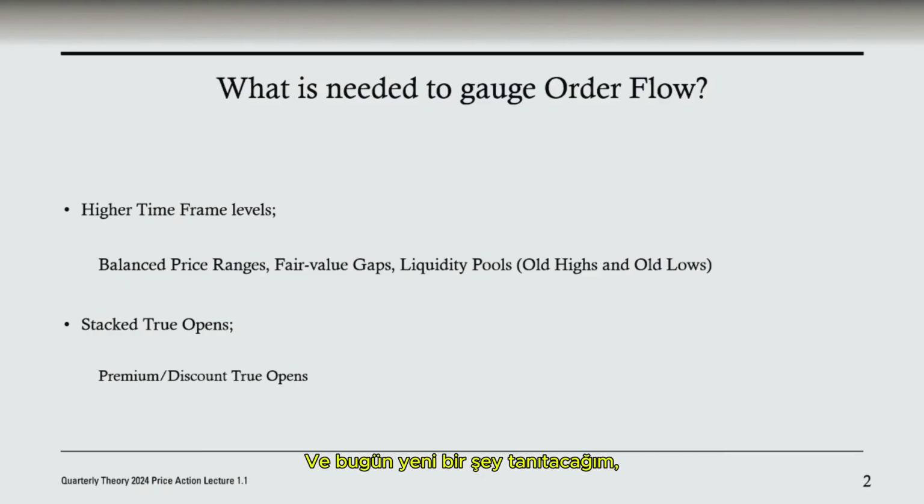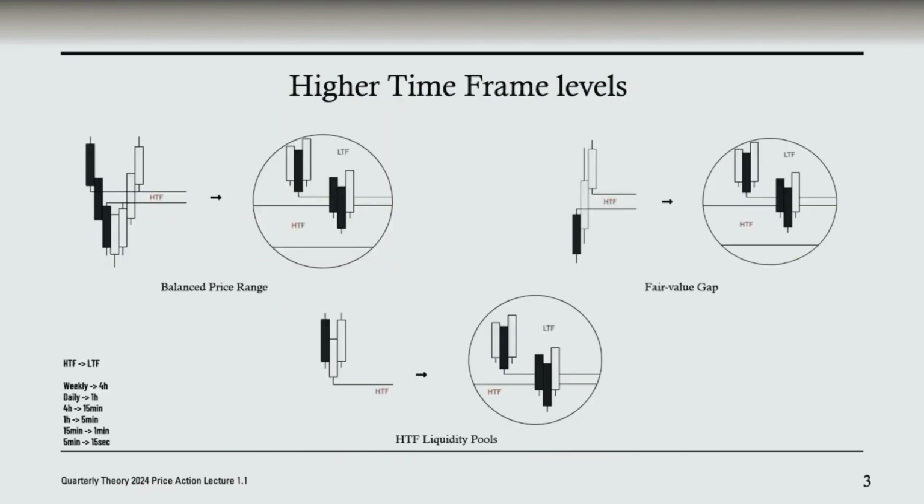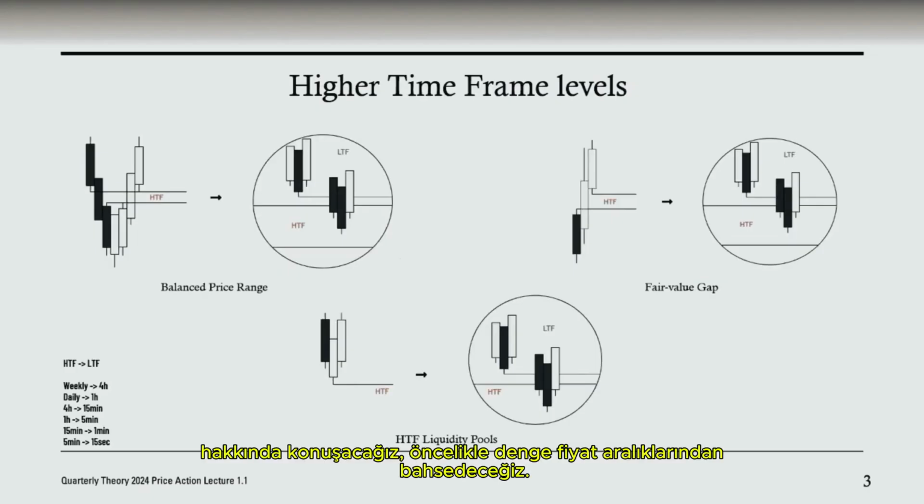And I'll be introducing something new today. I think some of you have been getting close to it. It's stat through opens, right? So basically it's premium and discount through opens, right? And now I'll give you guys a visual depiction of the higher time frame levels and what to look for. So first, we'll talk about the balanced price ranges, right?